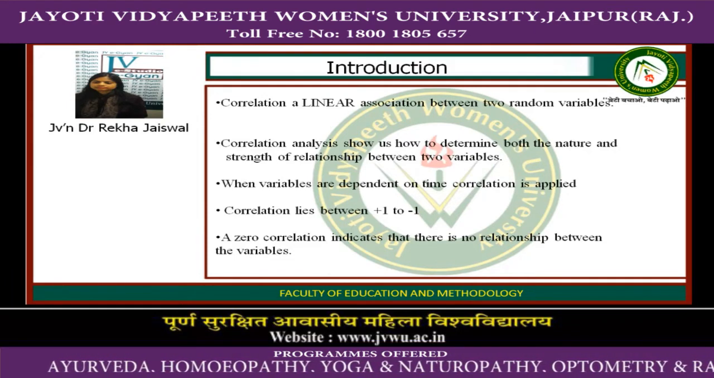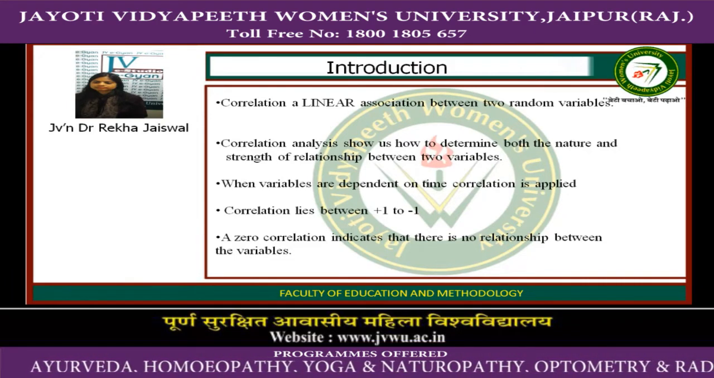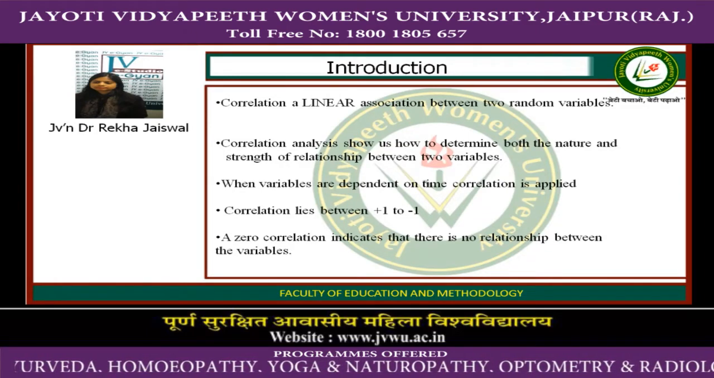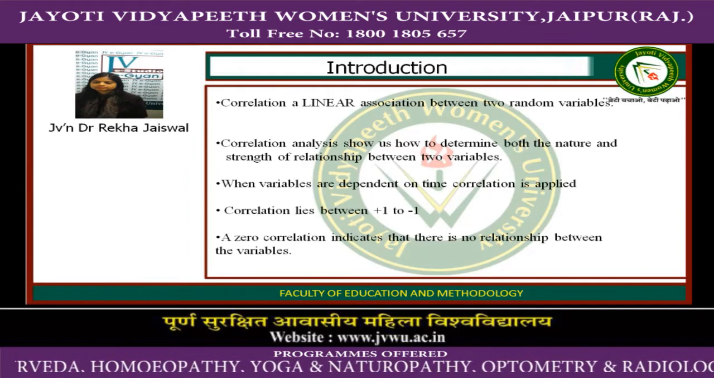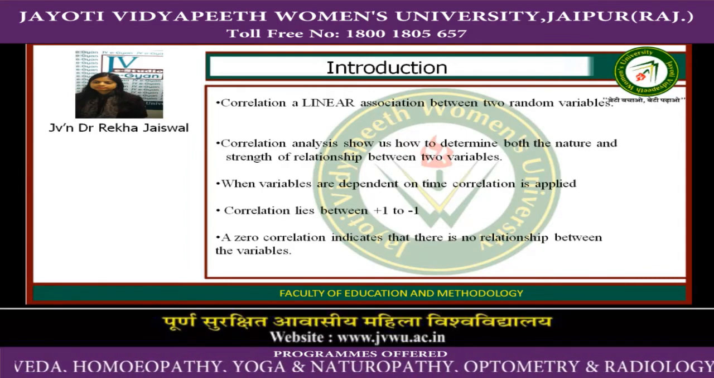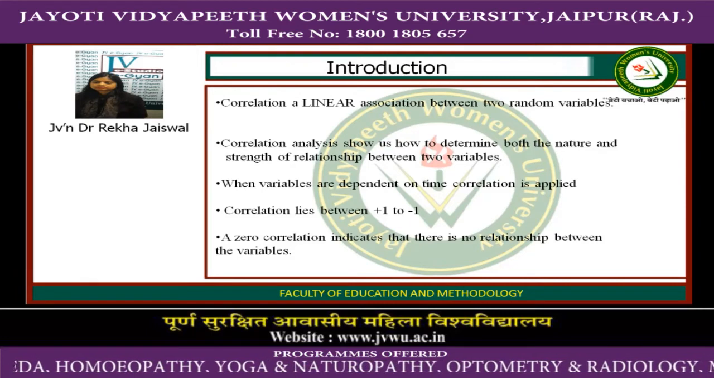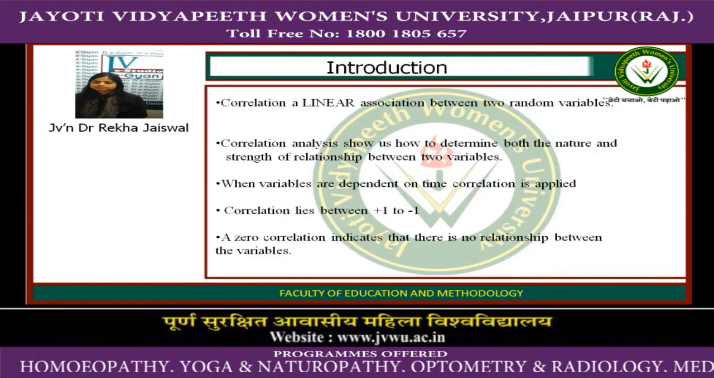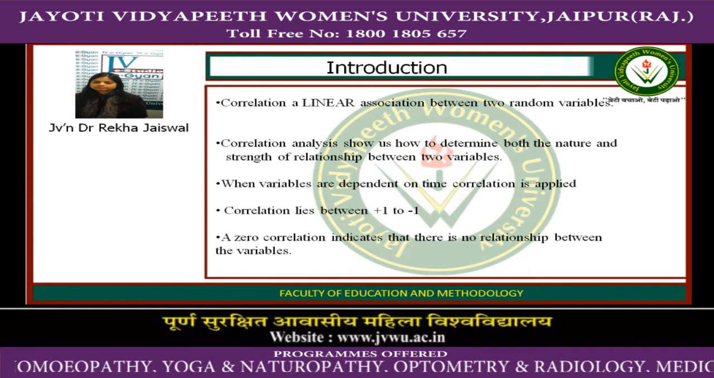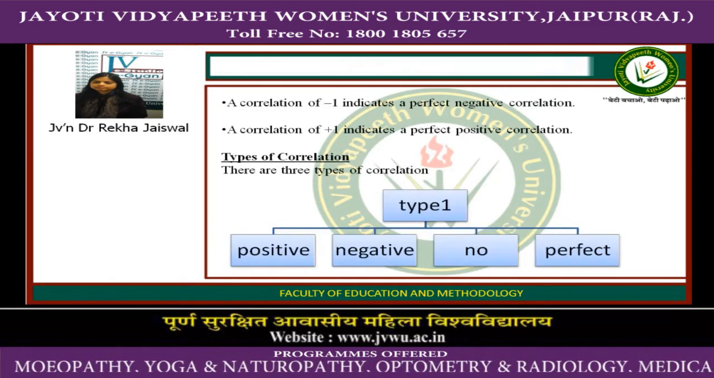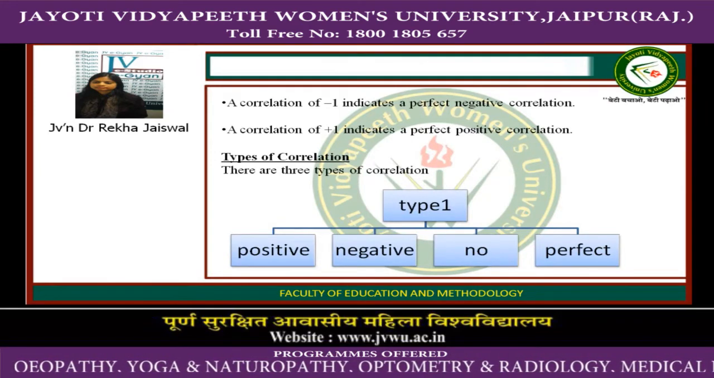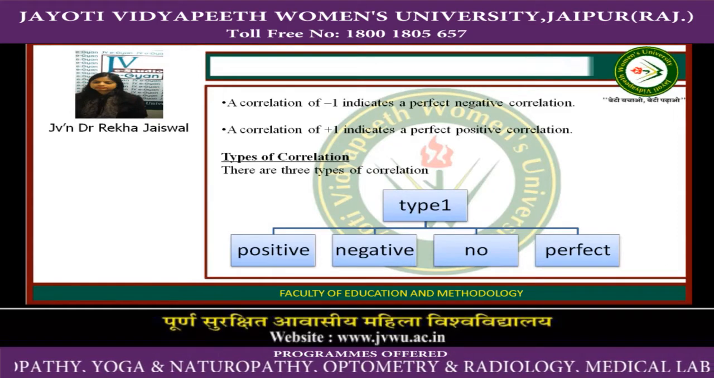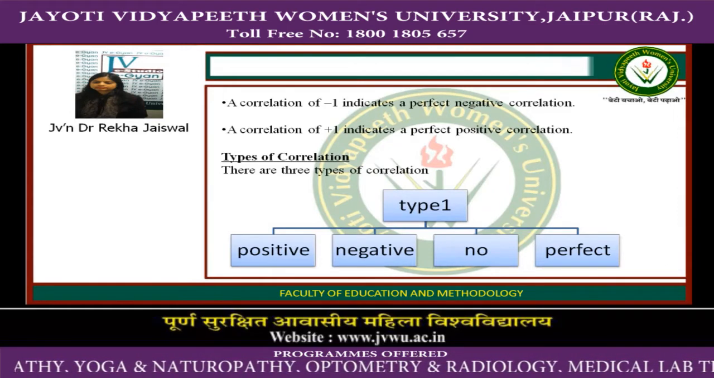Introduction. First of all, correlation is a linear association, a linear relation between two random variables. Correlation analysis shows how to determine both the nature and strength of the relationship between two variables. When variables are dependent on time, correlation is applied. Correlation lies between +1 and -1. A zero correlation indicates that there is no relationship between the variables. A correlation of -1 indicates a perfect negative correlation. A correlation of +1 indicates a perfect positive correlation.